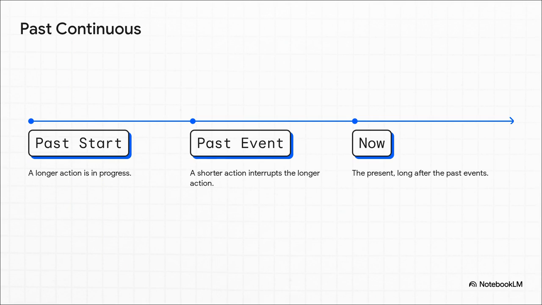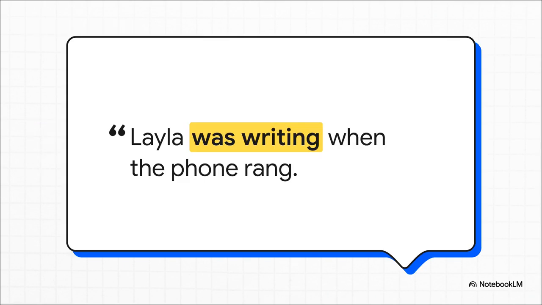This timeline shows it perfectly. You've got this long, ongoing action happening in the past. And then, bam, a shorter, more specific action happens right in the middle of it, like an interruption. Exactly. Here, was writing is the background scene. It's what was happening over a period of time. And the phone ringing? That's the specific, short event that interrupted her. It paints a really clear picture of that moment in the past.